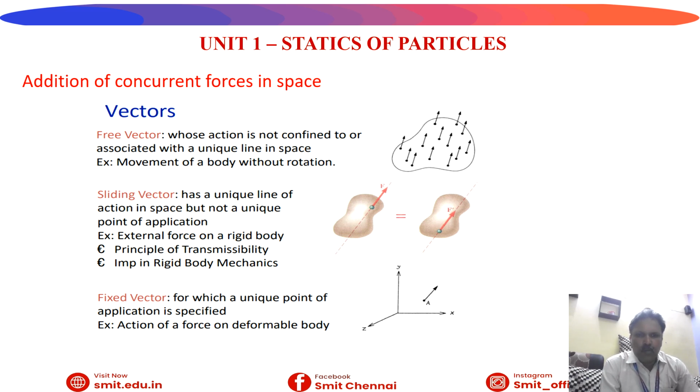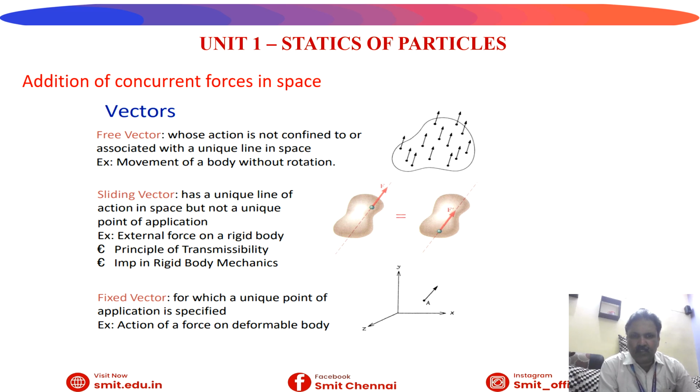Example, movement of the body within rotation. A sliding vector has a unique line of action in space, but not a unique point of application. Example, an external force on a rigid body. The principle of transferability applies here, and in rigid body mechanics we can also implement it.